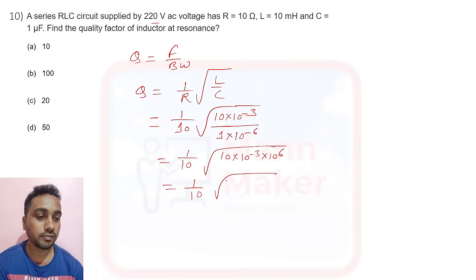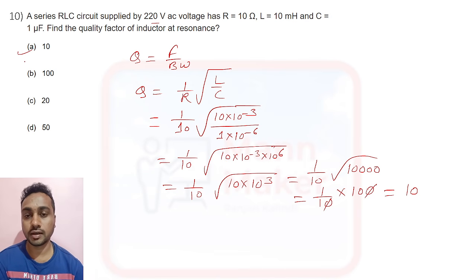And this will become 10 into 10 to the power 3, or this is 1 by 10. We can write 10000. Okay, 40. And this is 1 by 10 under root, so it will come 100. This gone, so this is 10. Option A is the right answer.